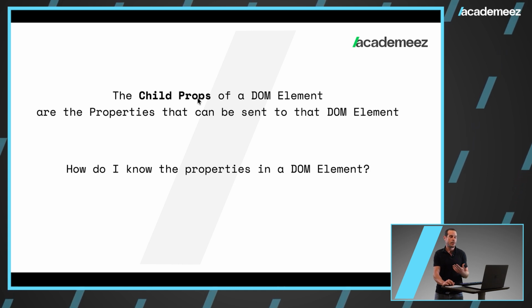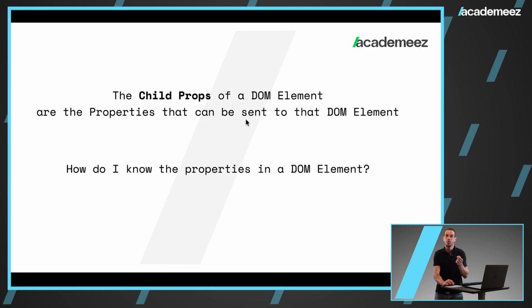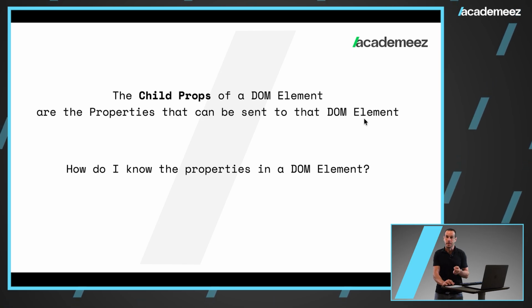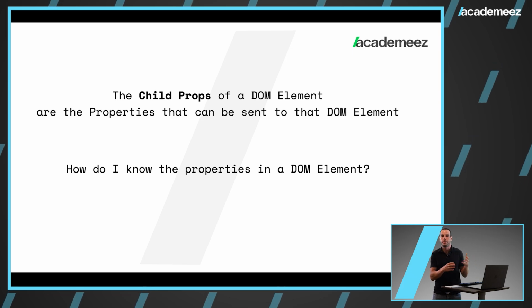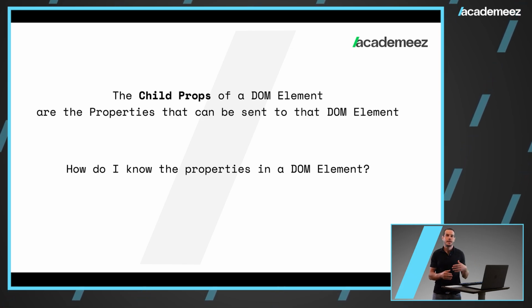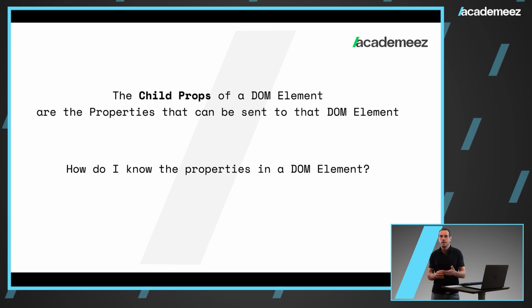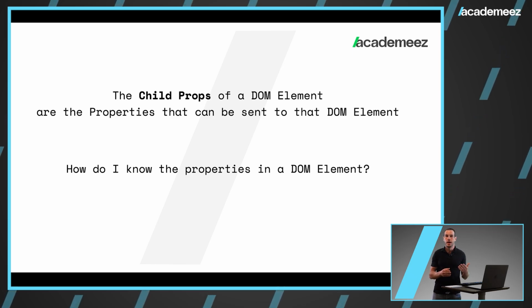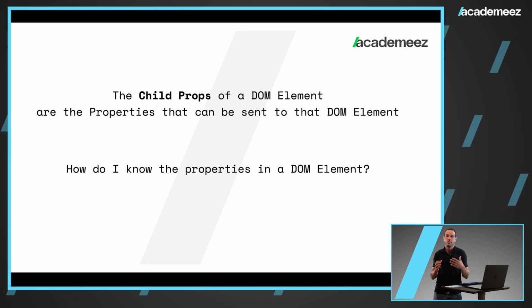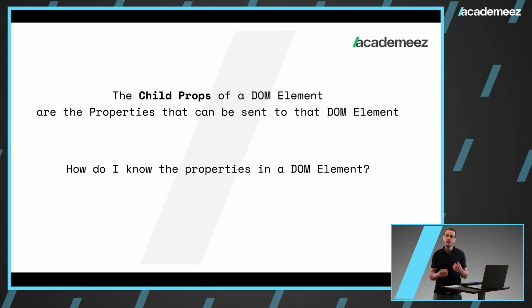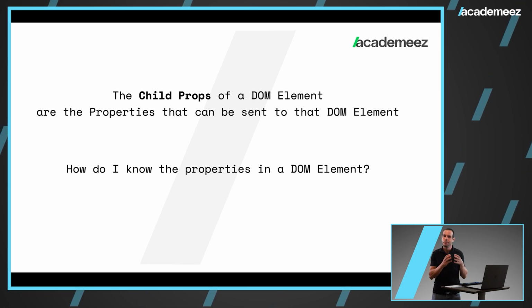The props that you can pass are the properties that are defined in that DOM element. Every DOM element, whether it's an image DOM element or a button DOM element, has an API of properties that it can get, events that it can get, and certain exceptions that might be thrown from that DOM element. So we have an API for every DOM element. The props that you can pass are the properties of the DOM element, not the HTML attributes.